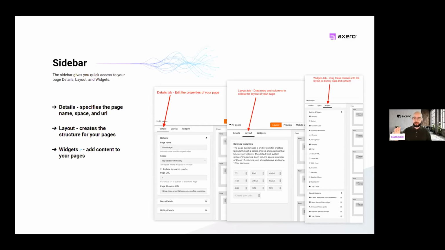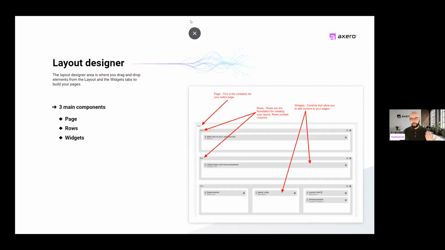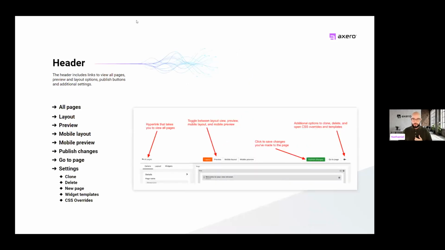The layout section in the sidebar is going to be used for dragging and dropping the layout over. So you're going to have different rows, which will have different column widths in there. You'll get a better understanding of this once we dive into the demo, but you'll be able to see different columns, different widths. Let me go back here real quick.